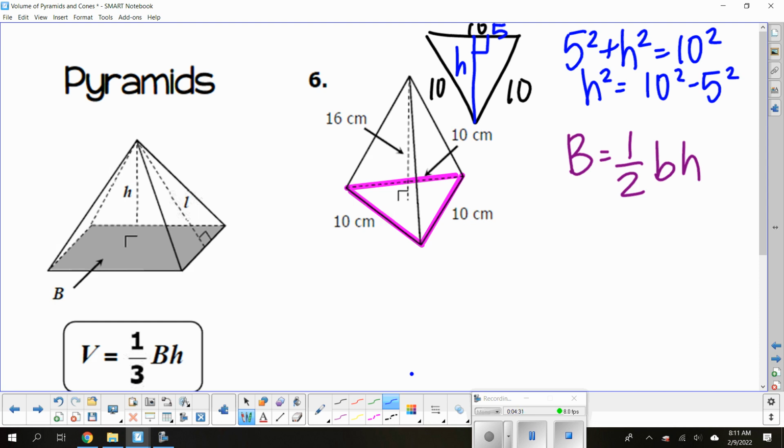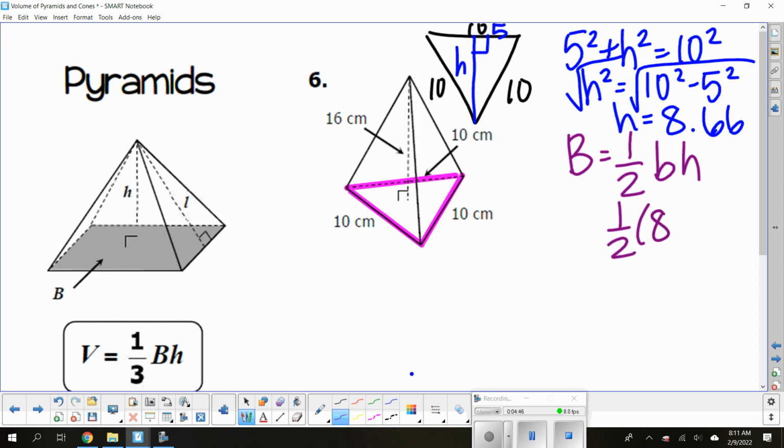So h equals the square root of 10 squared minus 5 squared, and then overall height of 8.66. Again, this is where rounding can start taking effect. If you use 8.7, your answer is going to be a little bit off. Go back to the original base. A whole triangle has a base of 10, and that's the base you actually want to use as perpendicular to that height that we have.